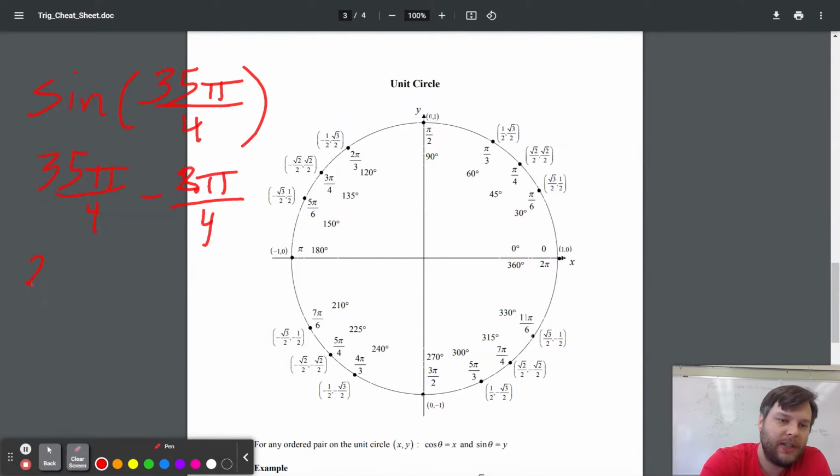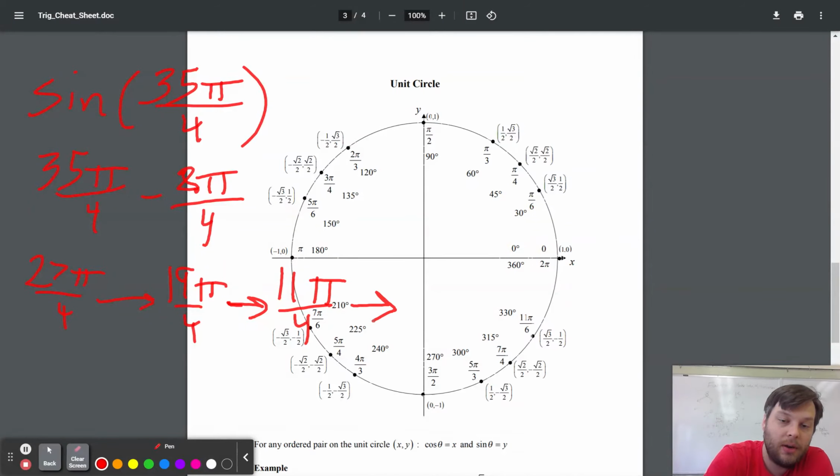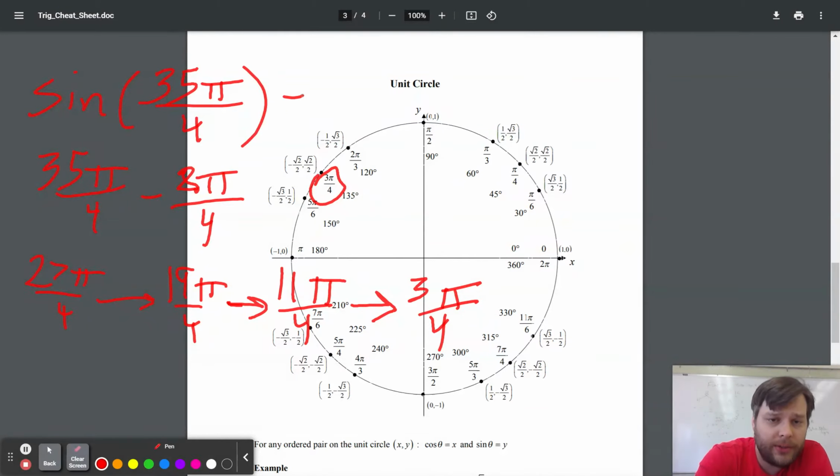So 35 minus 8 gives me 27 pi over 4. That's too big. Take away 8 more. Gives me 19 pi over 4. Take away 8 more. 11 pi over 4. Take away 8 more. 3 pi over 4. Now we can look it up right there. And once we look it up, the sine is the y value, so we get square root of 2 over 2.